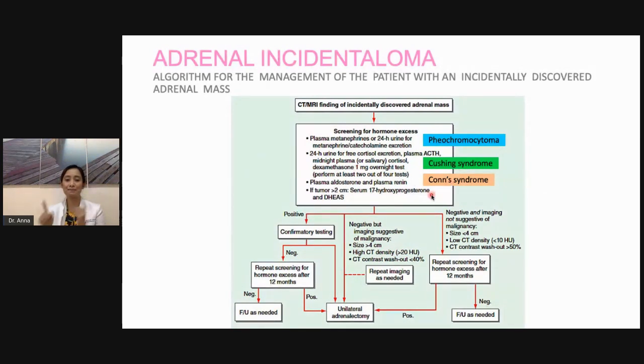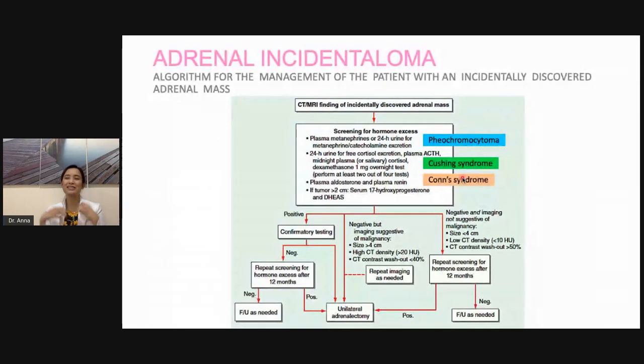And then if the patient is hypertensive, we screen for CONS. If the patient is not hypertensive, we don't screen for CONS anymore. And remember how do we screen for CONS? We do an aldosterone-renin ratio, by getting a plasma aldosterone and a plasma renin. If the tumor is more than 2 cm, then you can consider an androgen secreting tumor, but these are very, very rare conditions. So usually we focus on these three.